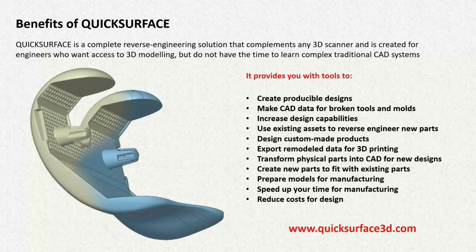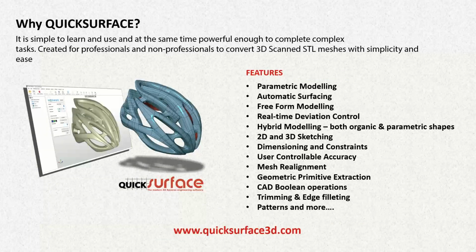And the other thing about QuickSurface, as you can see on the screen, is that it's fully parametric. It has one of the best automatic surfacing on the market. We provide hybrid modeling, which is the combination of free form and prismatic shapes, cut, boring operations, and so on and so on. So this was the end of my technical presentation. Now I'd like to stop and ask you for your questions.